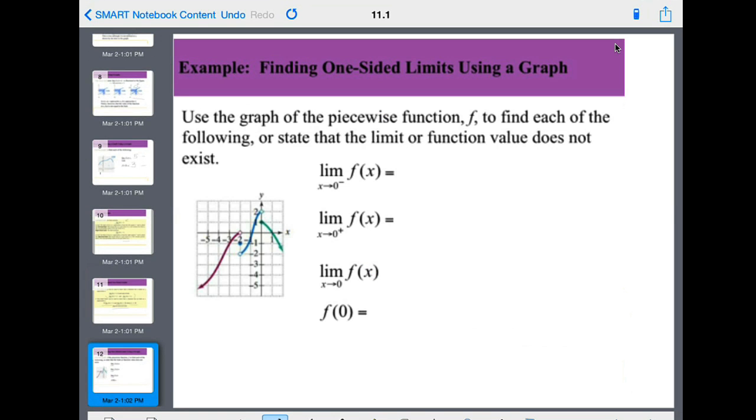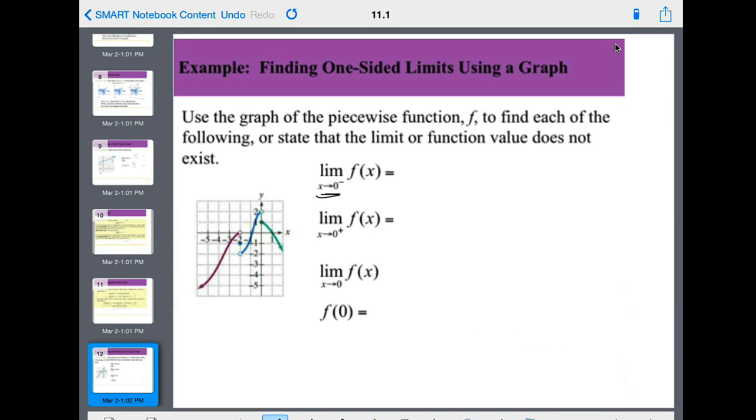So let's look at some of these. Using the graph of a piecewise function, f, find each of the following, and state the limit or function value that does exist. Okay, the limit as x approaches 0 from the negative side. So here's the x value now. You have to realize this is the x value. The x value is the y-axis.